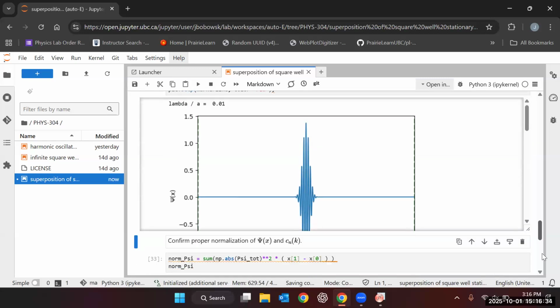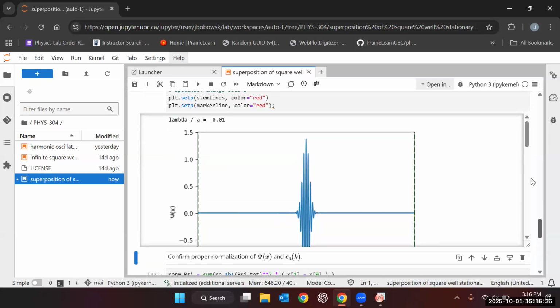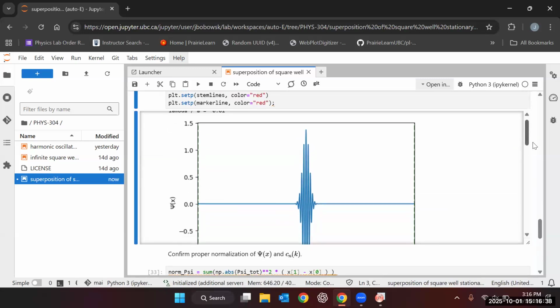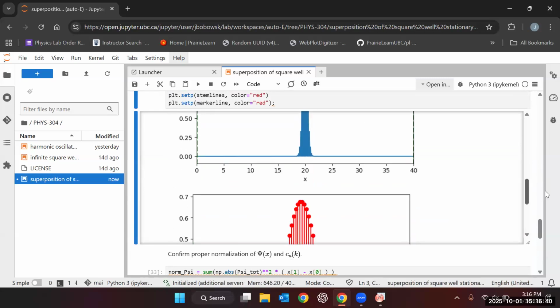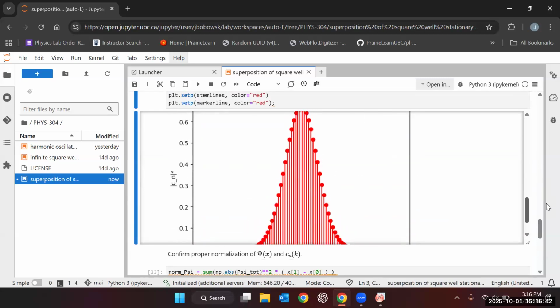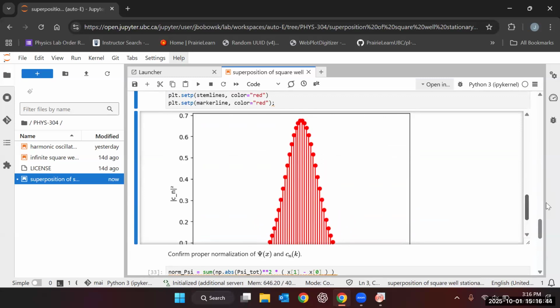Okay, so there it is. So there's my narrow wave packet, and we should see a broader range of k values. This is like our phi of k that we would get by taking the Fourier transform of our wave function. Okay, good. So those are the things that I wanted to show you.